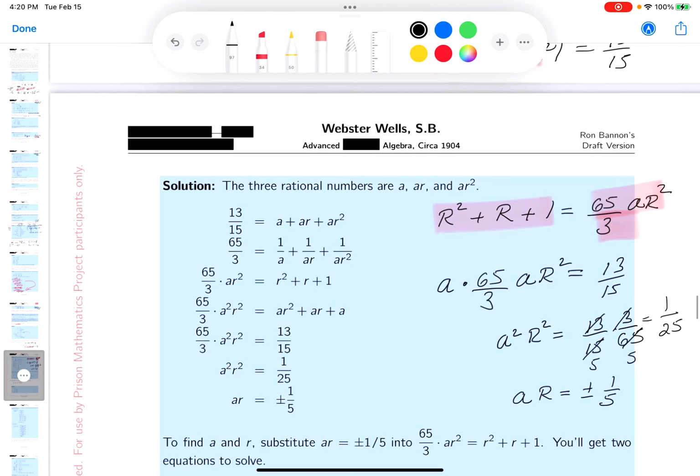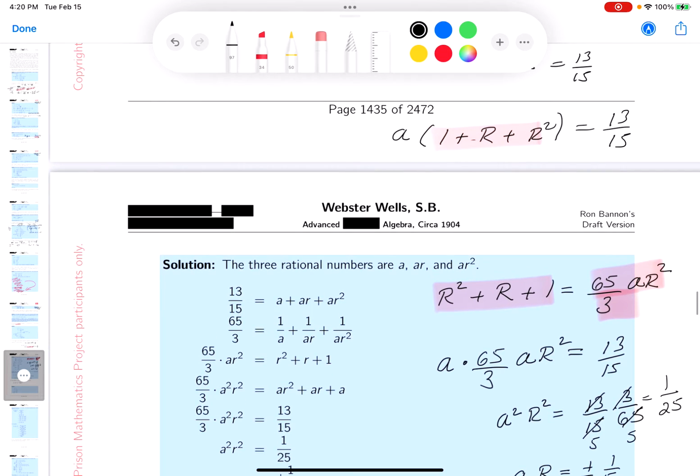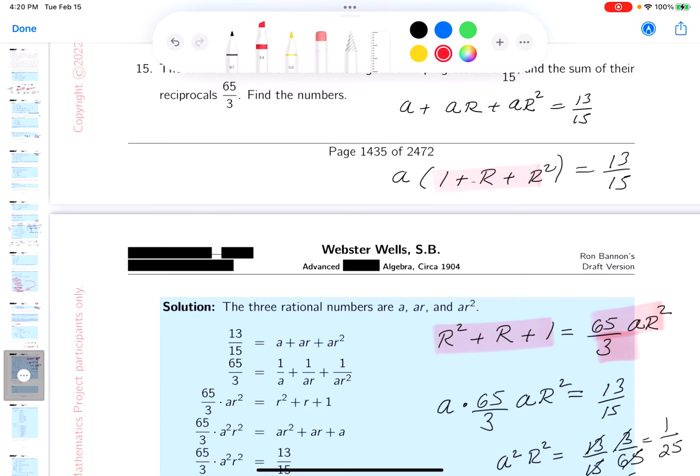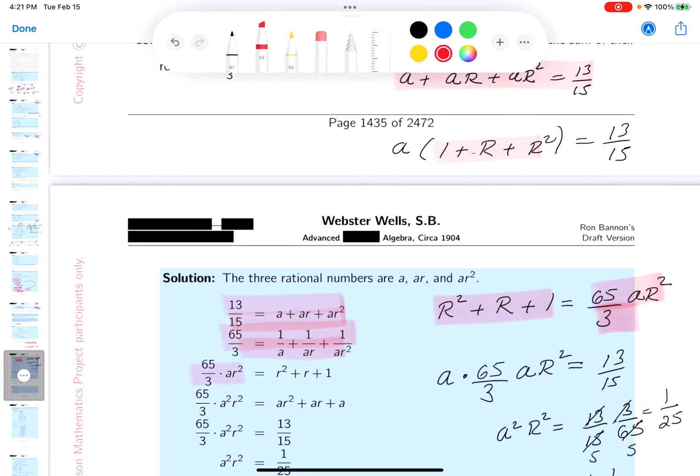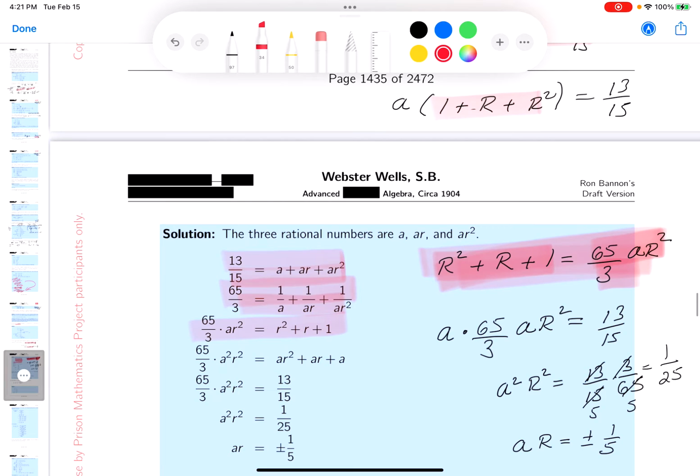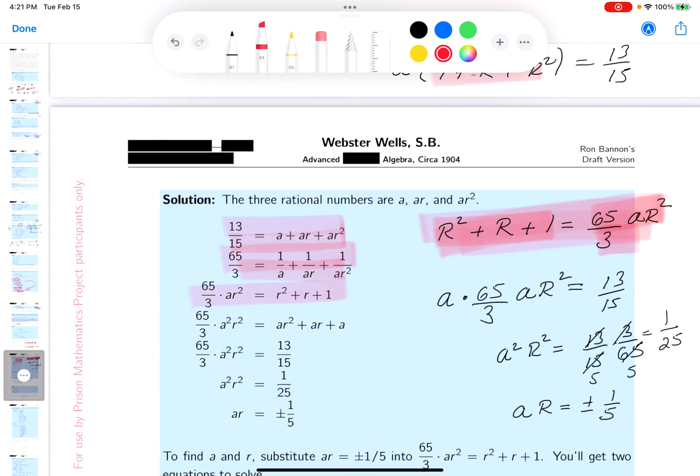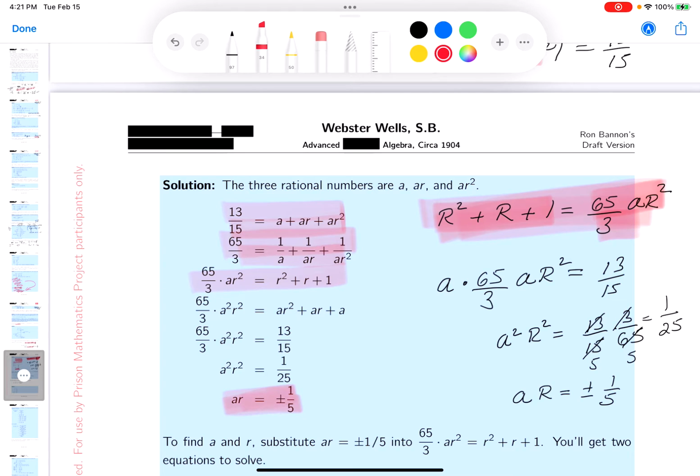I want to go to the key for a second, and I want to outline that this stuff is written down for you. I'm pretty sure you can agree that I did write this down. I'm going to start to erase my highlighting later. I know I erased this one over here, but I wrote an equivalent one down over here. That's R squared plus R plus 1 equals 65 thirds AR squared. And then I went through a bunch of work, and I eventually got to this stage over here. I'm going to erase things, but I'm not done yet. I know AR is plus or minus 1/5. I have one of the terms.